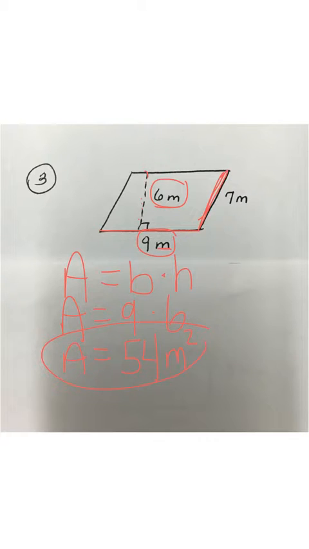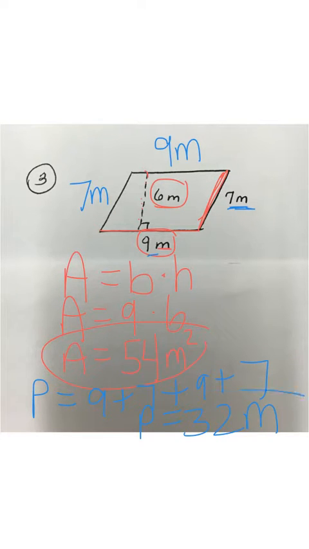You can also find the perimeter here because 9 meters at the bottom is the same as 9 meters at the top, and 7 meters at the right is the same as 7 meters at the left. So perimeter is just adding these all together. So you have 9 plus 7 plus 9 plus 7. When you add them all together, you get 32, and the unit is meters.